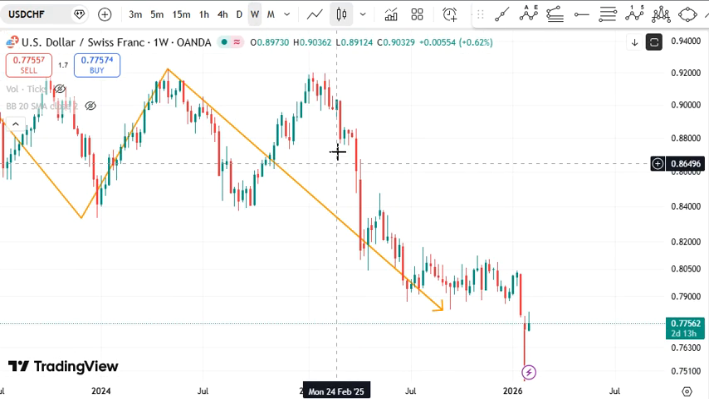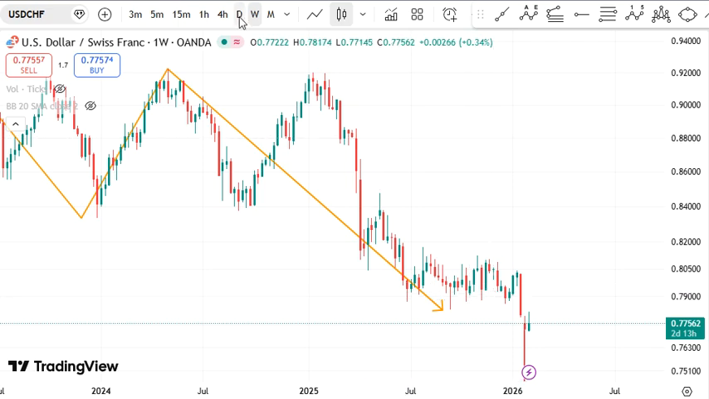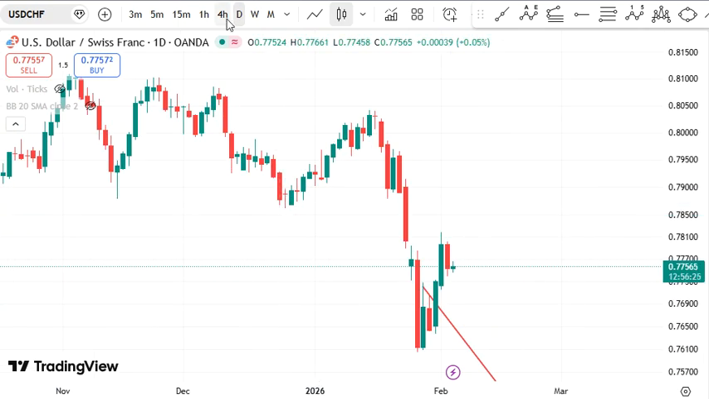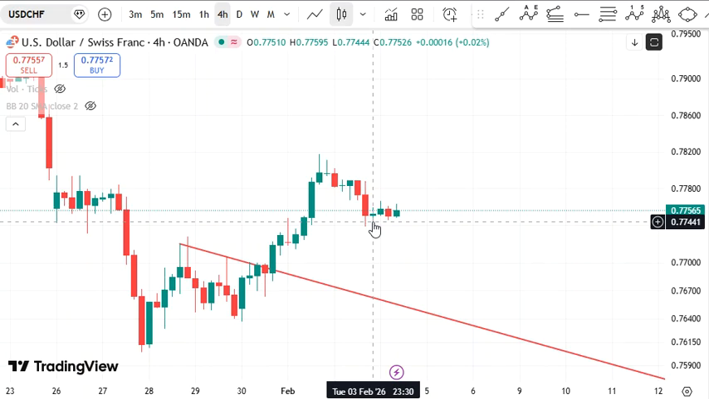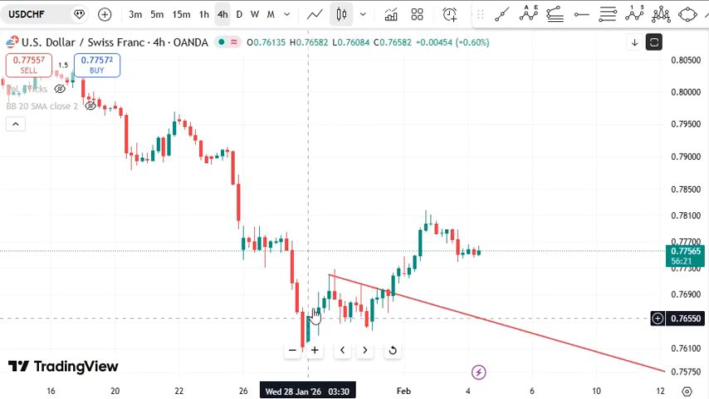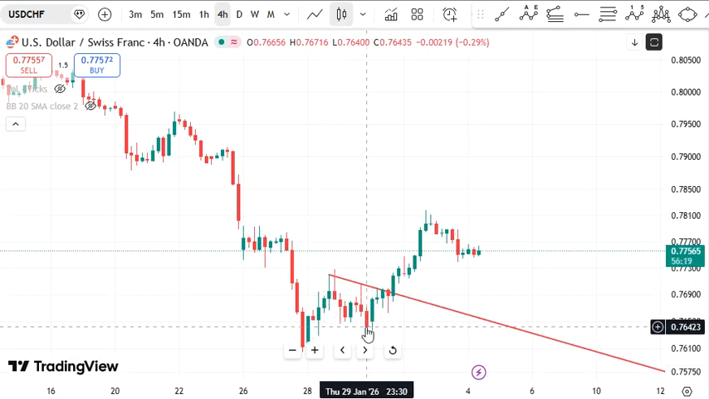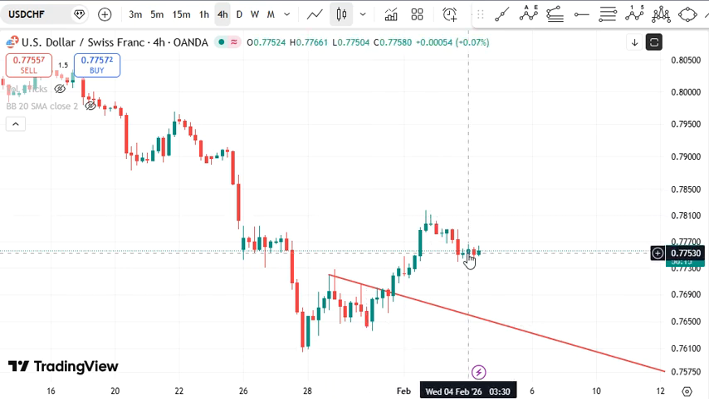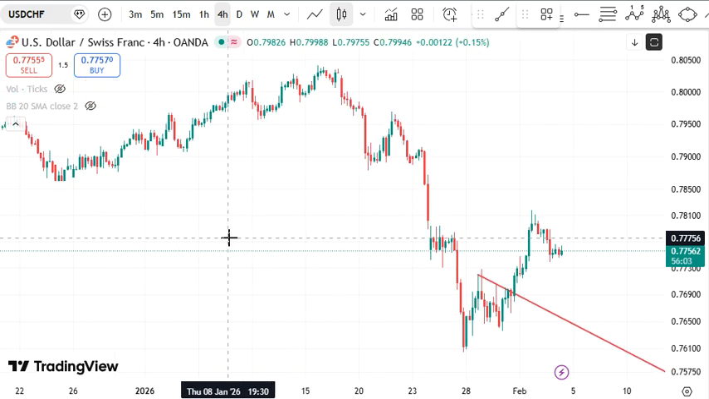Again, also on the weekly, lower highs, lower lows. On the daily, lower highs, lower lows. And on the 4 hourly, as you can see, this is a higher low, again a new higher high, again formation of a higher low. So at this point, what should you do? You shouldn't go long here.